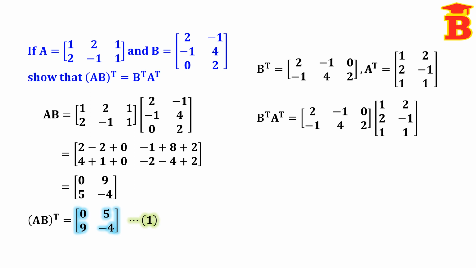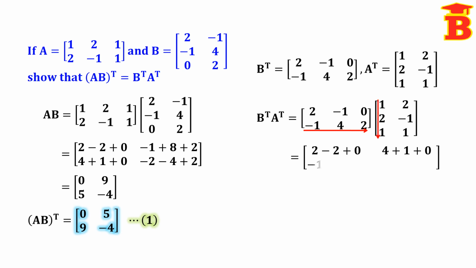For the product of the matrices, we follow the same row by column method. Take the first row, multiply the first column: 2 into 1 is 2, minus 1 into 2 is minus 2, plus 0 into anything is 0. Next, first row, second column: 2 into 2 is 4, minus 1 into minus 1 is plus 1, plus 0 into anything is 0. This is the first row. Next, take the second row and multiply the columns.